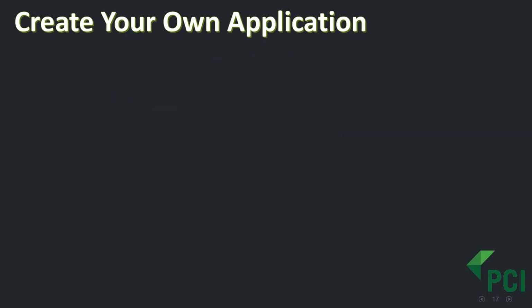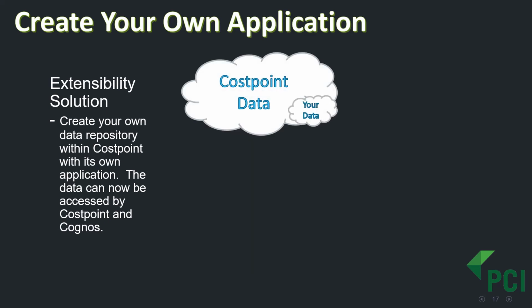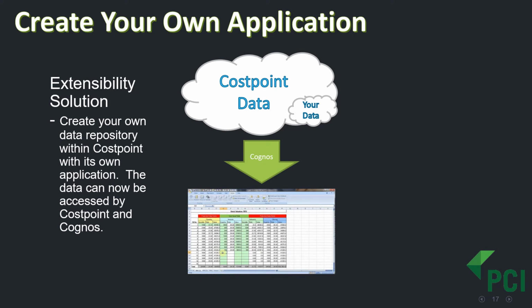We can create a better solution using extensibility. Instead, your data is now going to be stored either on the cloud or in your on-premise database. You can use Cognos to combine your data with the Costpoint data and output the report. Let's look at the benefits of this.